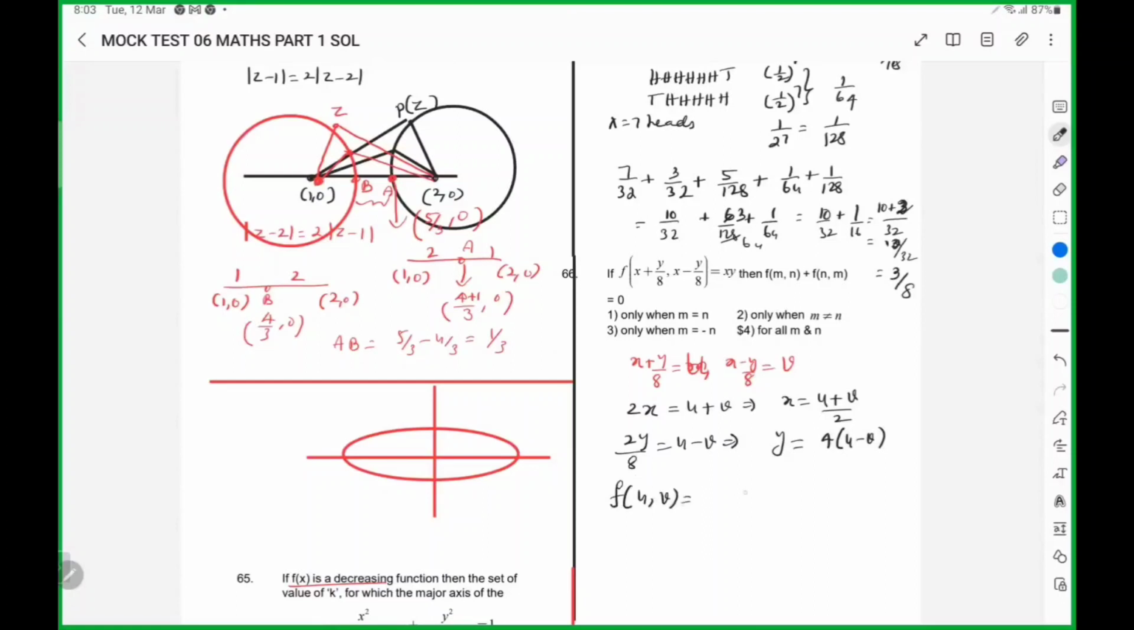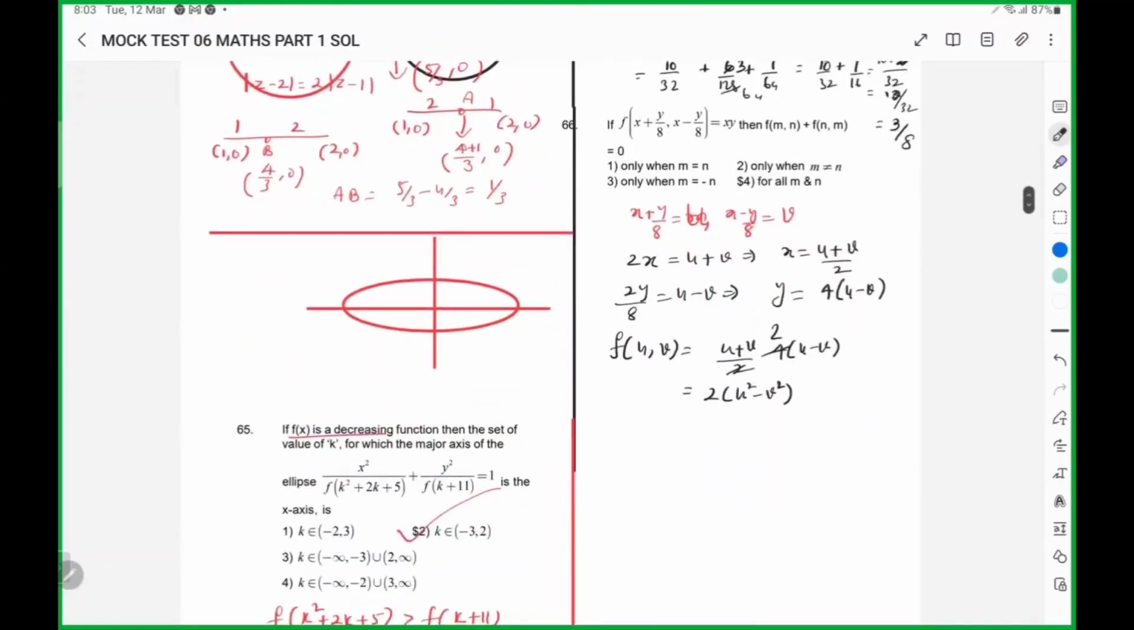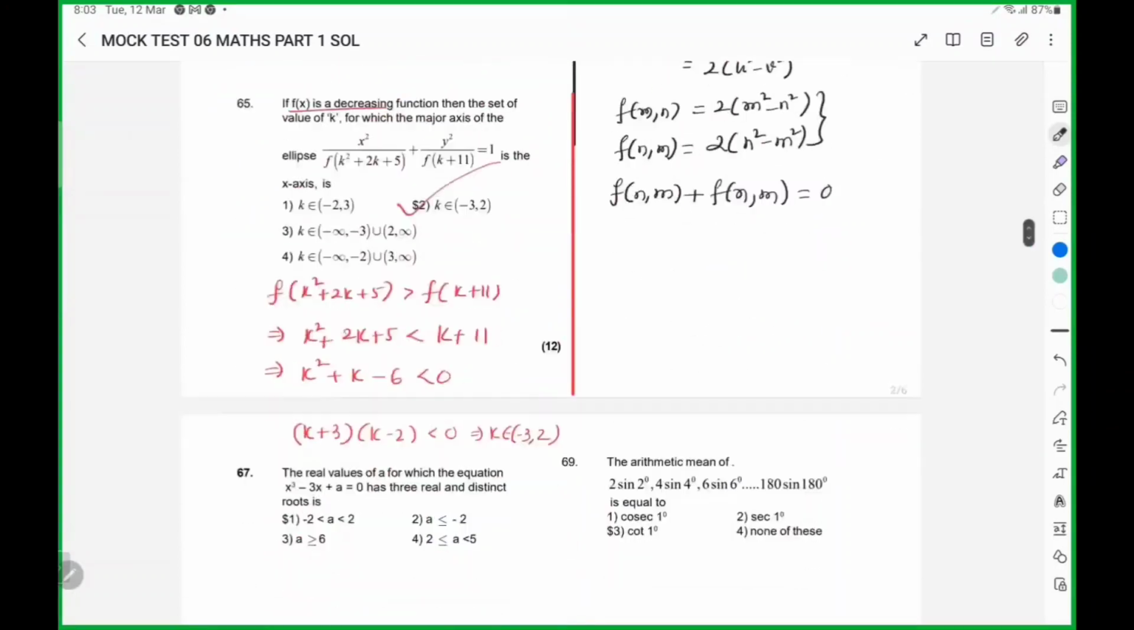F of u comma v will be u plus v by 2 into 4 times u square minus v square. 2 times f of v comma u will be, adding all this, will be 0, whatever may be the, so it's for all n.